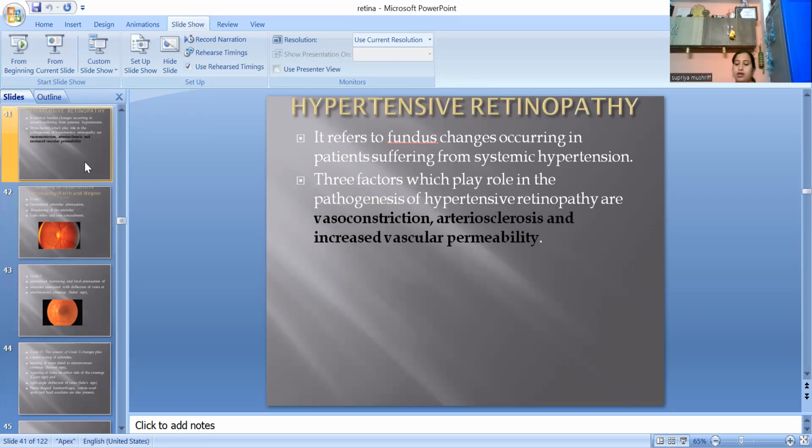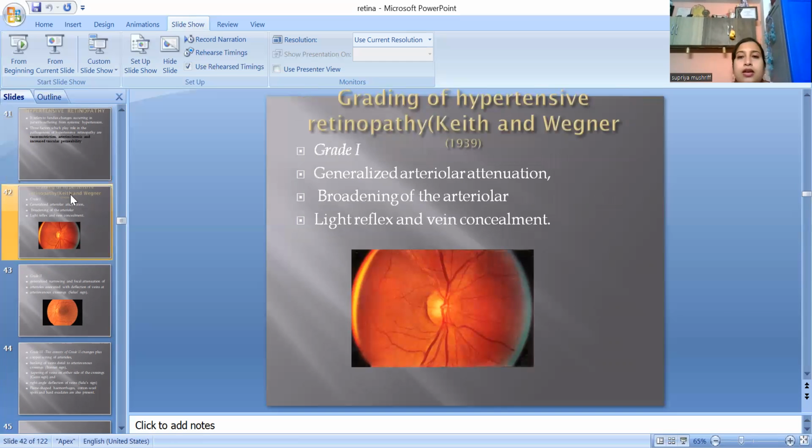Now, hypertensive retinopathy. Now we are done with vasculitis and other vessel disorders. Now hypertensive retinopathy, again a disorder of vessels of the retina. It is the retinal vasculature changes and fundus changes which occur in a patient with hypertension. So it refers to the fundus changes occurring in patients suffering from systemic hypertension. Three factors which play a role in the pathogenesis of hypertensive retinopathy are vasoconstriction, arteriosclerosis, and increased vascular permeability. Grading of hypertensive retinopathy, Keith and Wagener retinopathy, was given in 1939.